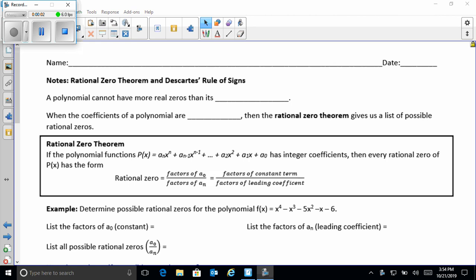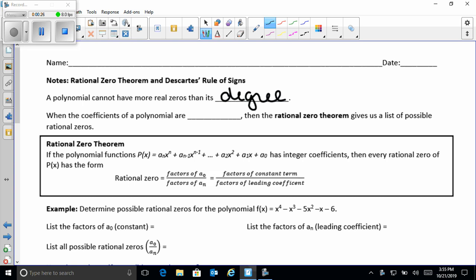Alright, today we're going to look at some theorems or rules that can help us find the zeros, the rational zeros and the real zeros of a polynomial. Keep in mind a polynomial cannot have more real zeros than its degree. So whatever its degree is going to be the most that it can have. It can have fewer than that, but not more.